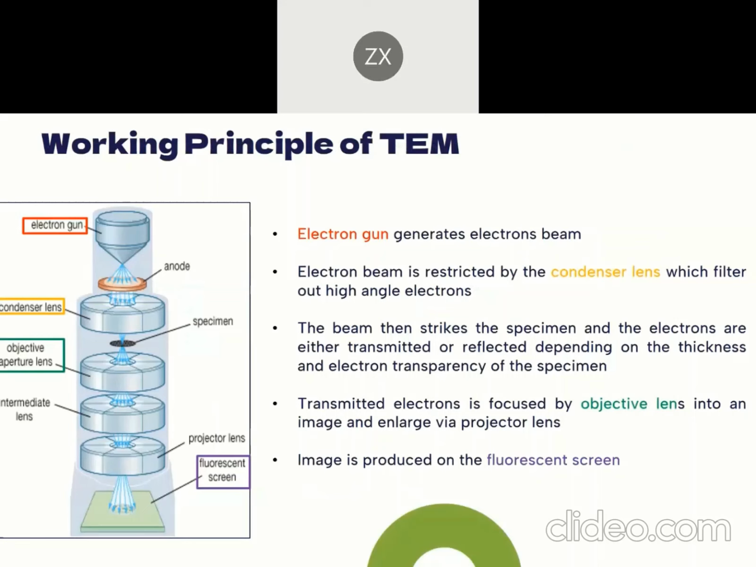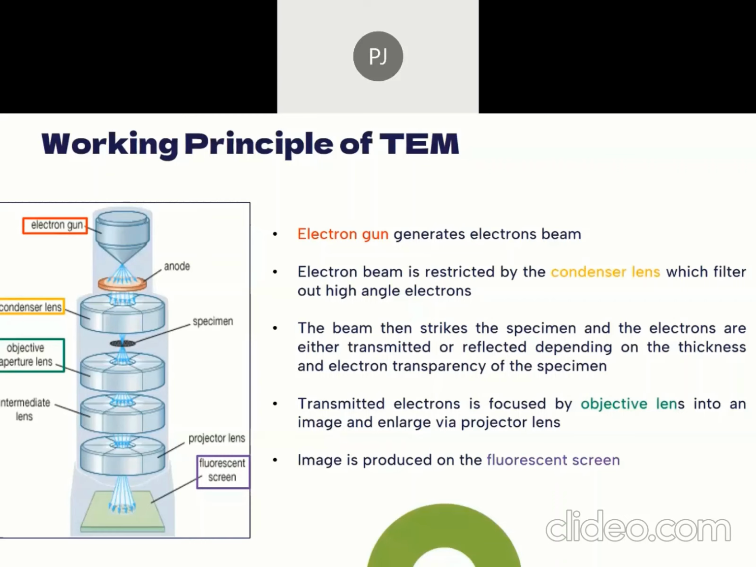I'll be presenting about the working principle of the transmission electron microscope. The beam of electrons from the electron gun is focused into a small, thin, coherent beam by the use of a condenser lens. This beam is restricted by the condenser aperture, which excludes high-angle electrons. The beam then strikes the specimen, and parts of it are transmitted depending upon the thickness and electron transparency of the specimen. This transmitted portion is focused by the objective lens into an image on the fluorescent screen.